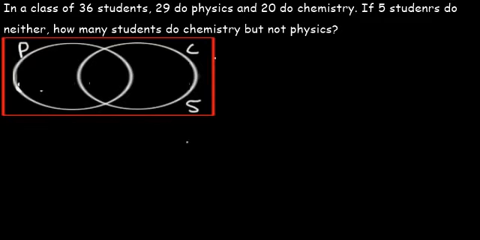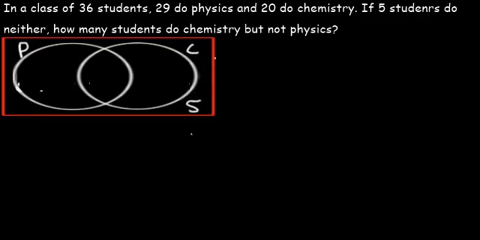Now whenever you hear the word neither, it means those that didn't participate in the particular thing. Okay, now we said 5 students do neither. It means these 5 students don't do both physics and chemistry. So that is the reason why they are placed outside the circles.